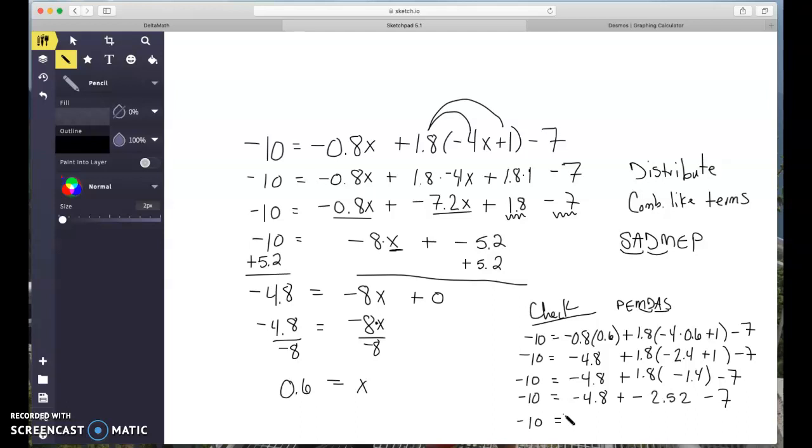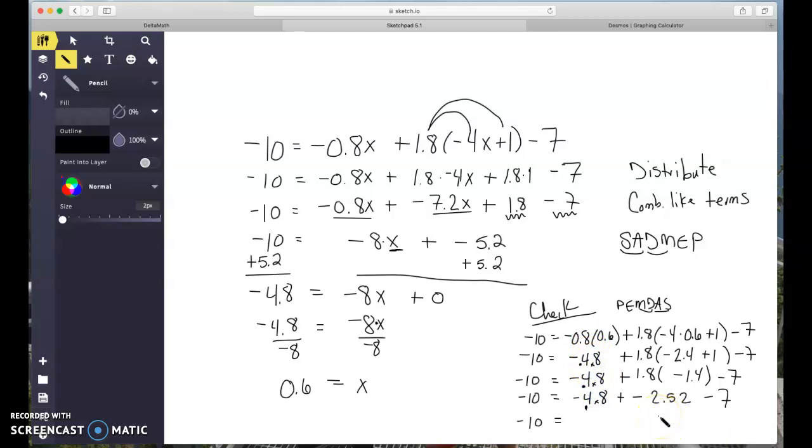All right, so now I see something went wrong. So now I have to go back and figure out what went wrong and where. Negative 0.8 times 0.6 is negative. Here's where I went wrong. This should be a 0.48, right? I did 4.8 instead of a negative 0.48. So now let's try that.